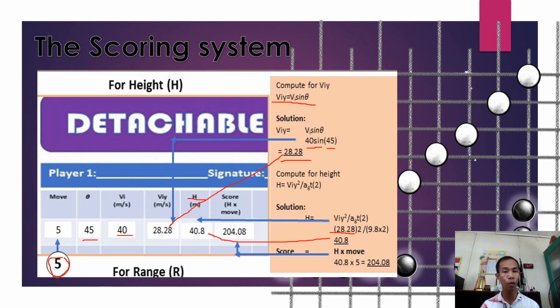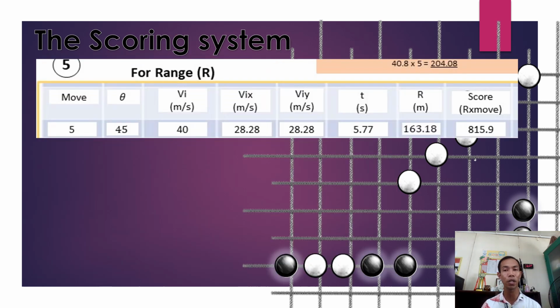And your score will be equal to height times the move. So therefore, your height is equal to 40.8 times the move, which is your chip number 5, times 5. That would be equal to 204.08. And there it is. That is for the range. And for the range category, this is how you are going to compute.